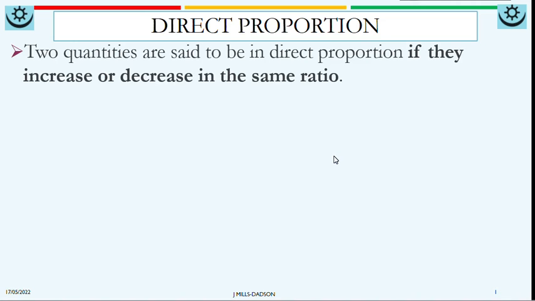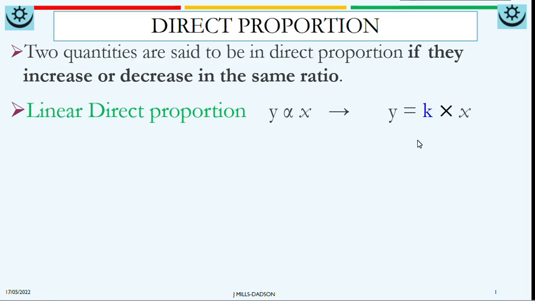What's a direct proportion? Two quantities are said to be in direct proportion if they increase or decrease in the same ratio. And in this particular lesson, I'll be talking to you about different kinds of direct proportion. We'll be talking about what we call linear direct proportion. This is the notation, and this is the formula.